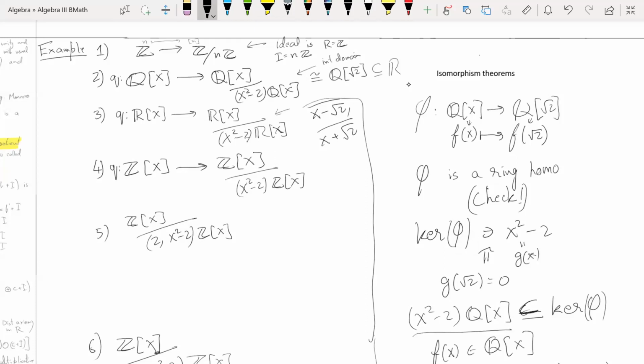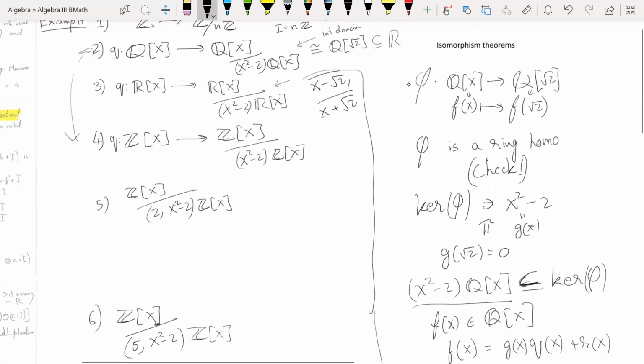Similarly, this is Z, so this is similar to Q. This is going to be an integral domain again. More or less the same proof will work, but this is a more complicated ring than this one.